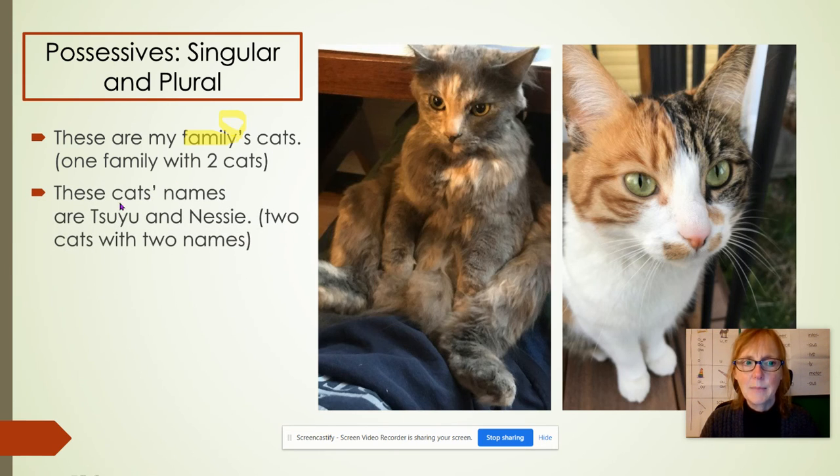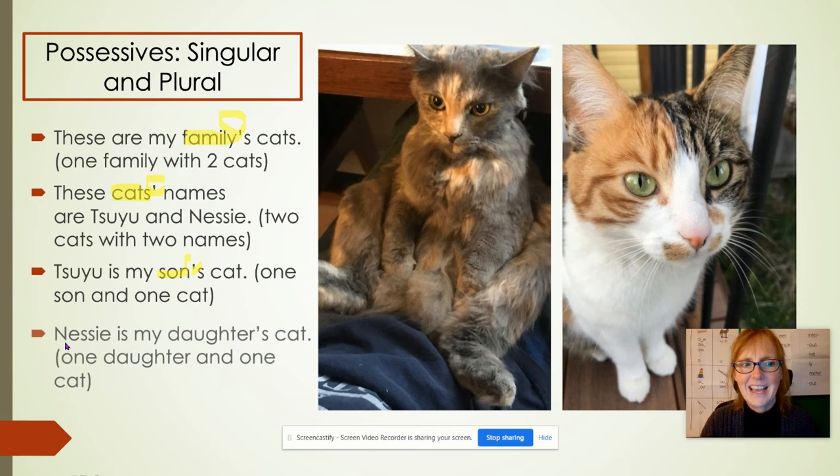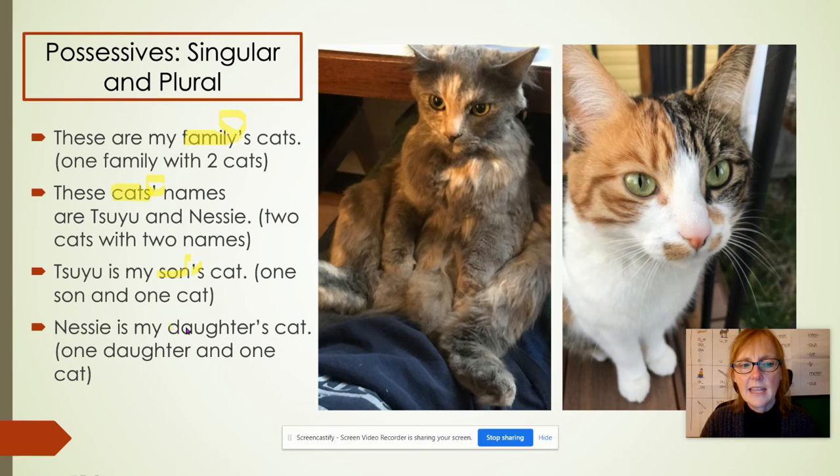These cats' names are, so I've got plural because I'm talking about both cats. Then I put the apostrophe. These cats' names are Suyu and Nessie, two cats with two names. Suyu is my son's cat. I only have one son, so singular son, then apostrophe, then the s, one son, one cat. Nessie is my daughter's cat. I have one daughter, apostrophe s, to show that I have one daughter and she's got the cat. One daughter, one cat.